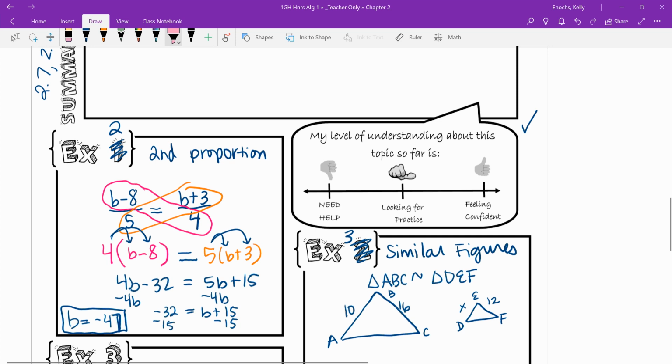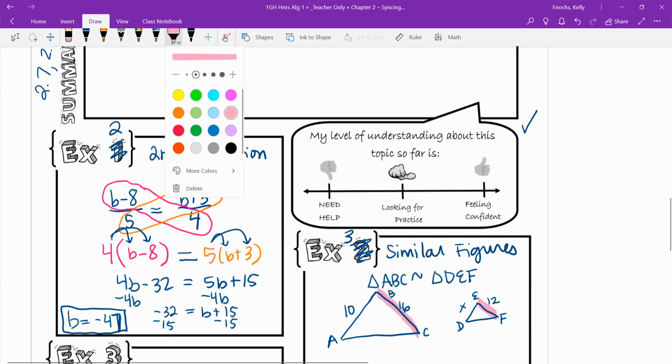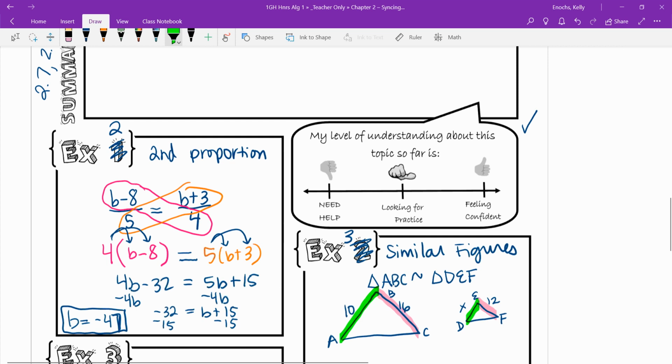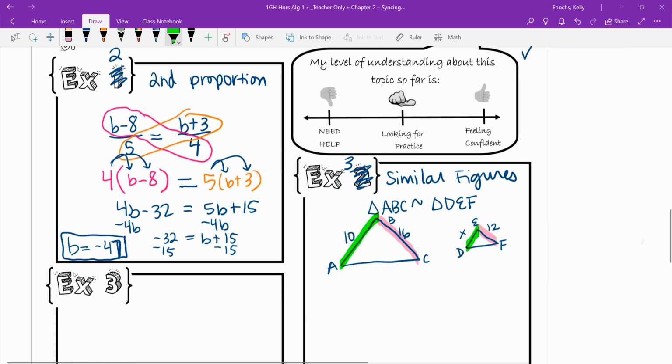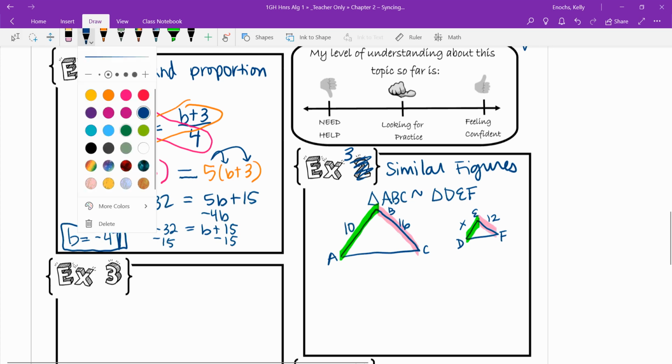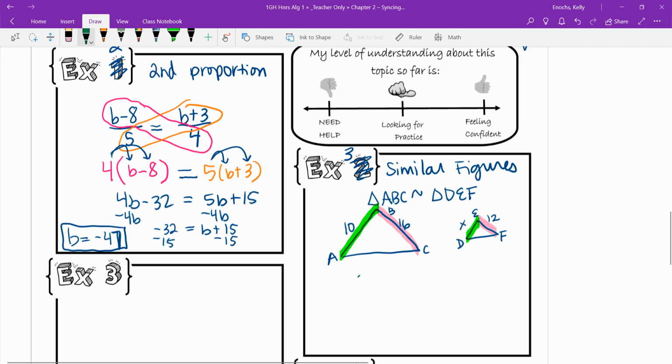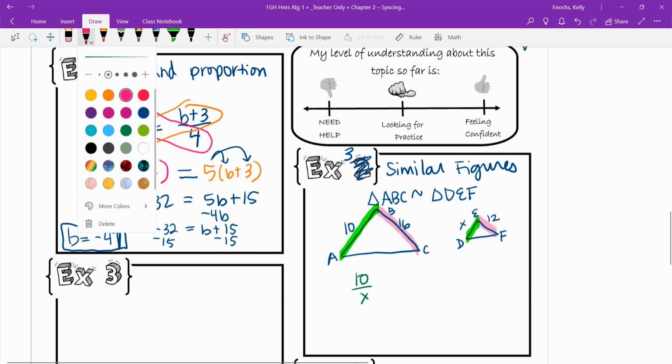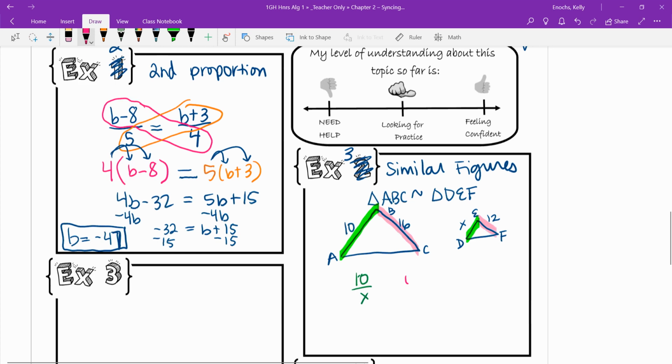In this visual, you'll notice that side BC and side EF are the same kind of side. They're both the top right side. And then AB and DE are the top left side, so they should go together. That's going to help us write our proportion. So I'm going to put my two green segment lengths together in a fraction. So I might say 10 over x, and then I'll put my pink segment lengths in a fraction together, 16 over 12.